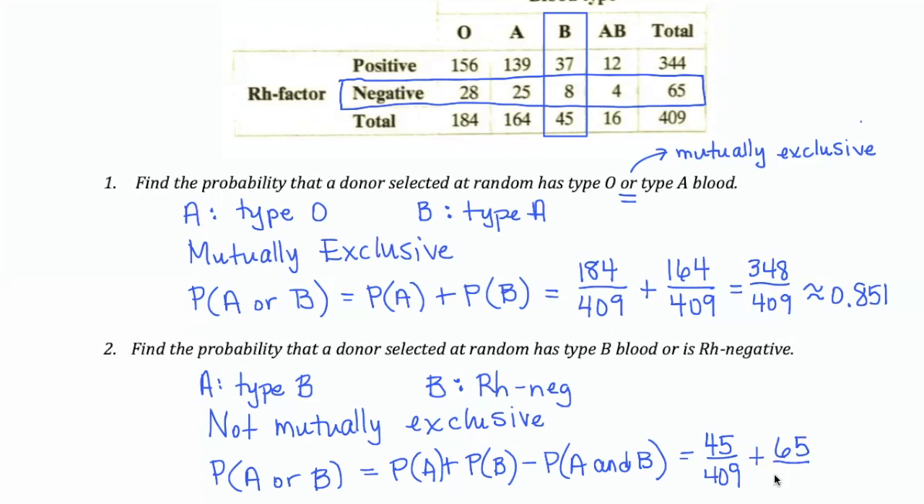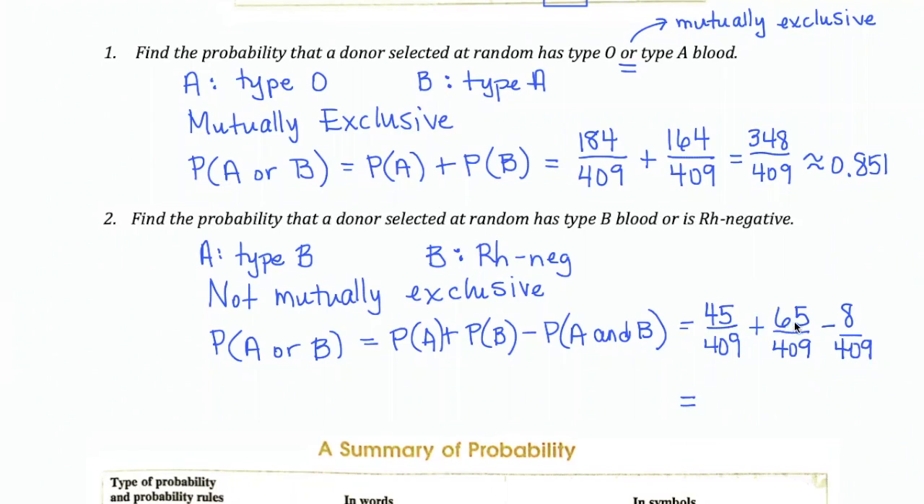And you can literally see in how I've highlighted things in this chart that I've counted these 8 people twice. They're in the total for Rh negative and they're in the total for type B. So therefore, the probability of being both type B and Rh negative is 8. So I need to subtract those 8 folks off because I counted them twice.